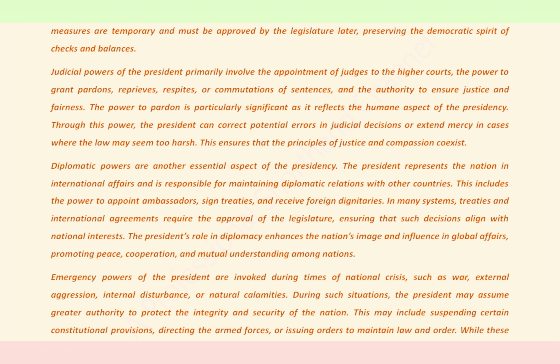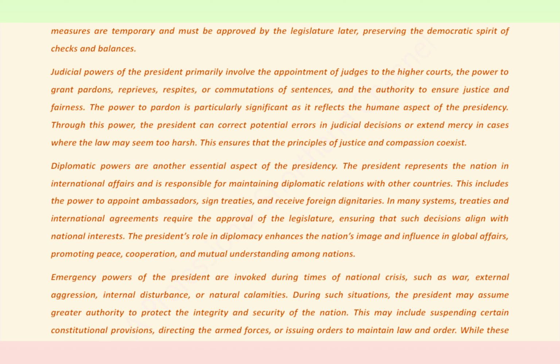Diplomatic powers are another essential aspect of the presidency. The President represents the nation in international affairs and is responsible for maintaining diplomatic relations with other countries. This includes the power to appoint ambassadors, sign treaties, and receive foreign dignitaries. In many systems, treaties and international agreements require the approval of the legislature, ensuring that such decisions align with national interests. The President's role in diplomacy enhances the nation's image and influence in global affairs, promoting peace, cooperation, and mutual understanding among nations.